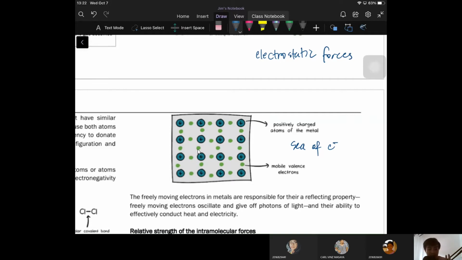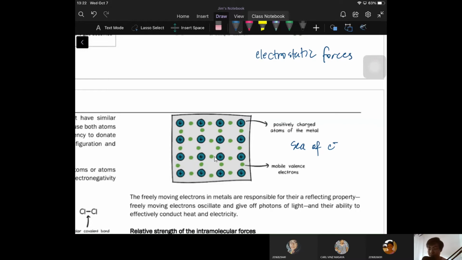Bakit may metal na nag-exist? For example, itong microphone stand ko, metal to. So kumbaga, sa surface nito, may sea of electron dito. And that holds the metal atoms together. Okay, and this is also the reason why metals are conductive, because on its surface, the electrons are freely flowing.